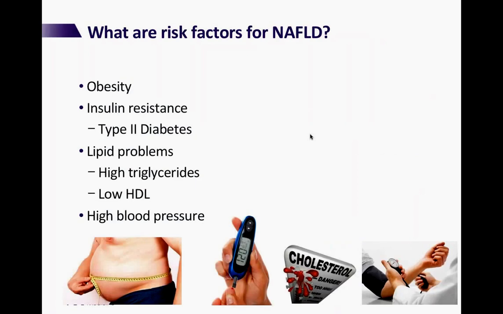Along these lines, there are several specific risk factors for the development of NAFLD. The most common one is obesity, and particularly a kind of obesity that forms in the central part of the body or in the abdomen, called central adiposity.